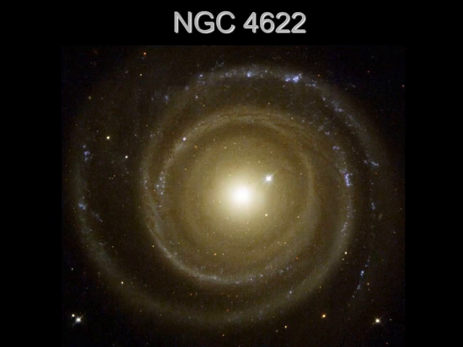And that's just a really pretty picture there of a galaxy with spiral arms, and so I just kind of like to end with that. So NGC 4622 is a very pretty galaxy with spiral arms, and so we will end with that.